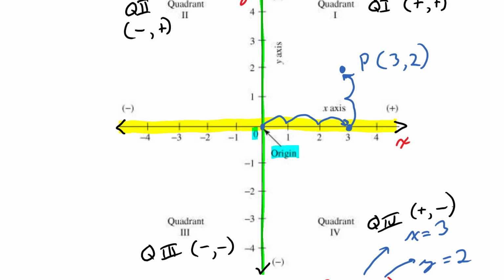So just by looking at the signs on your x and your y value, you can quickly determine which quadrant this goes in.